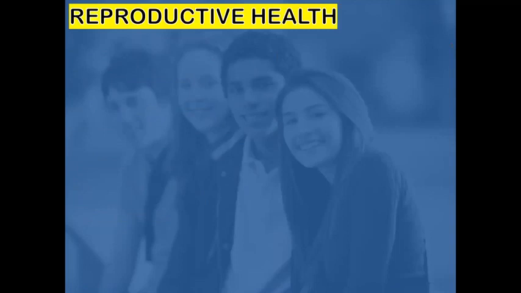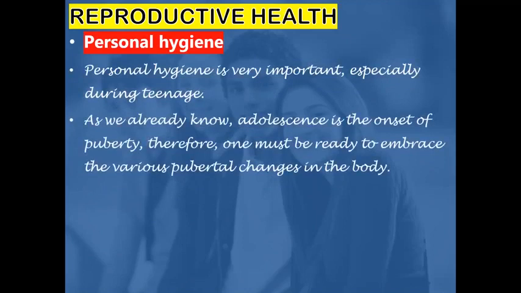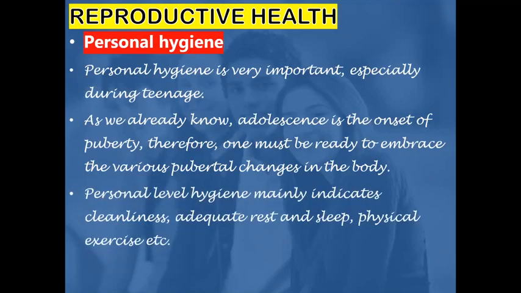Now let's talk about the reproductive health in adolescents. Personal hygiene. Personal hygiene is very important, especially during teenage. As we already know, adolescence is the onset of puberty. Therefore, one must be ready to embrace the various pubertal changes in the body. Personal level hygiene mainly indicates cleanliness, adequate rest and sleep, physical exercise, etc.